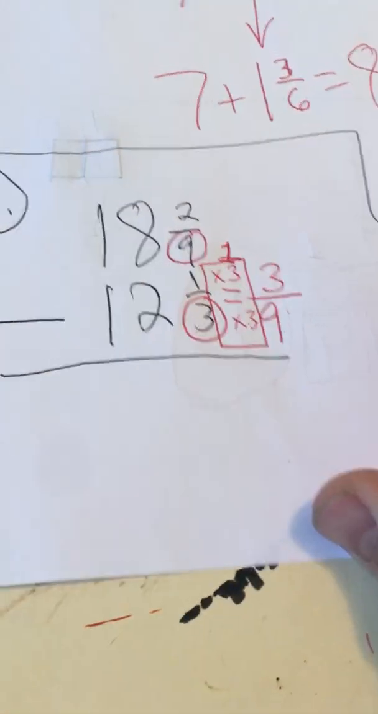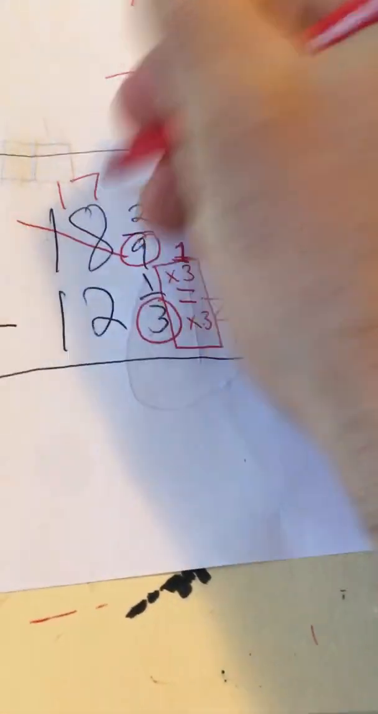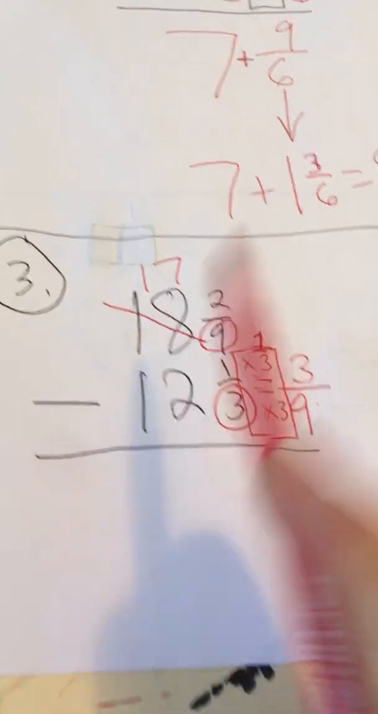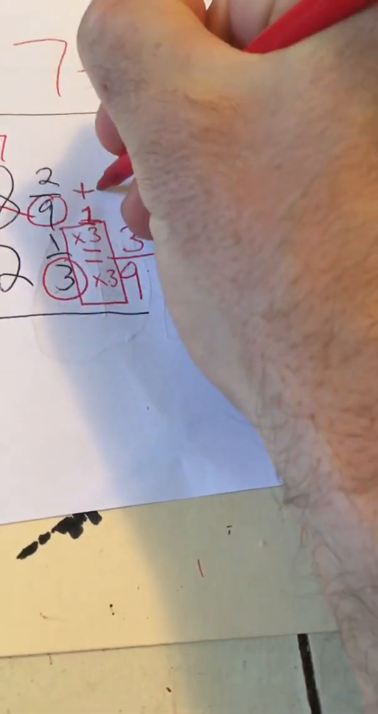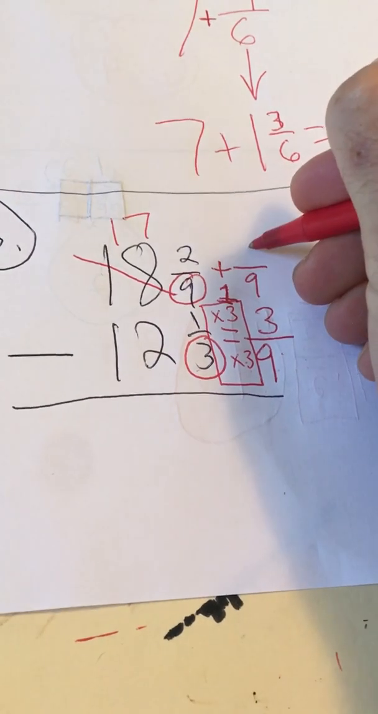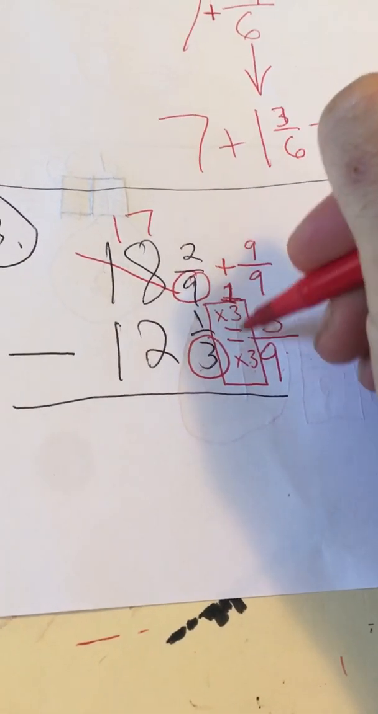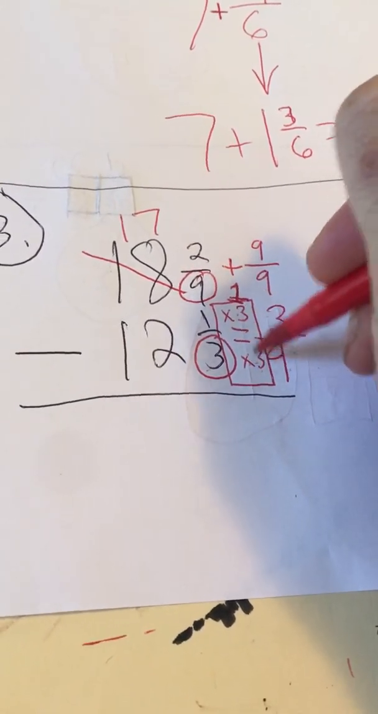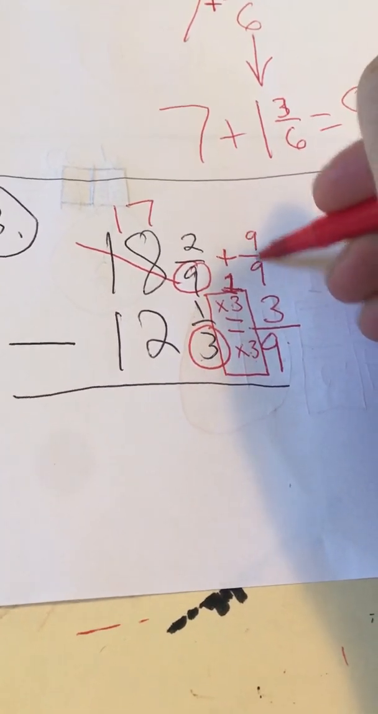So here's where the tricky part comes. We're going to borrow from the whole number. We're going to take 1 away from that, which is 17. And we're going to add 1 to the fraction. So how many 9ths is equal to 1? Just like we've been doing here, when the numerator and the denominator are the same, it's equal to 1. So we can add 9/9 here.